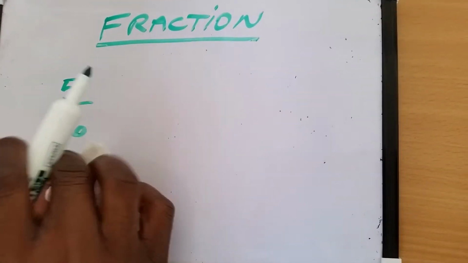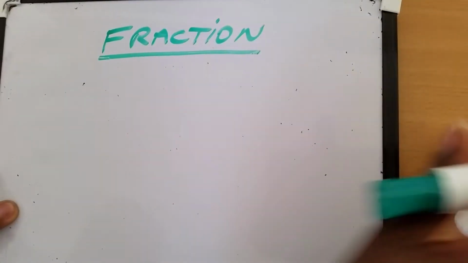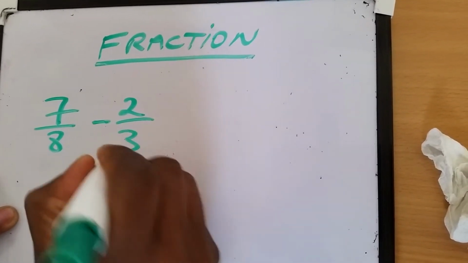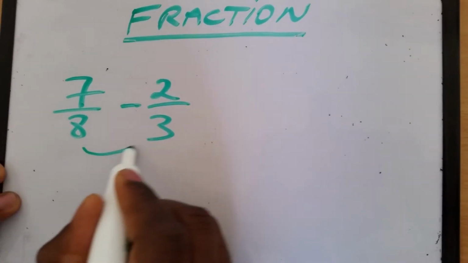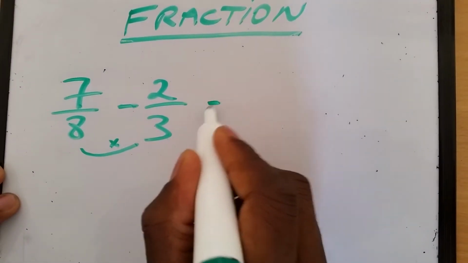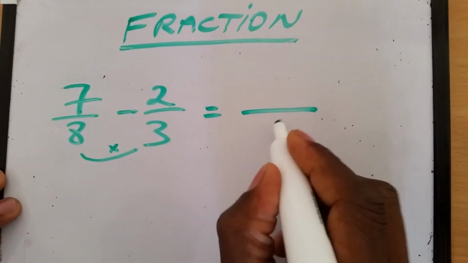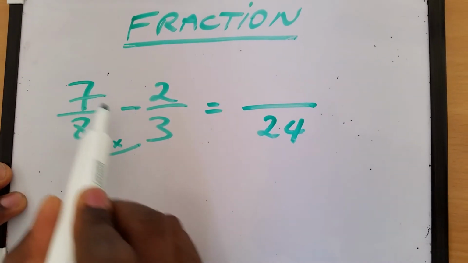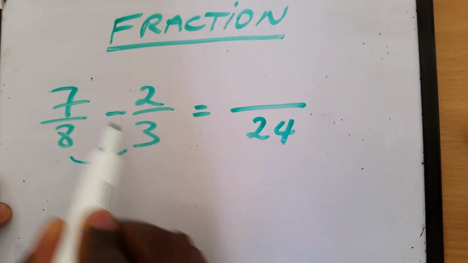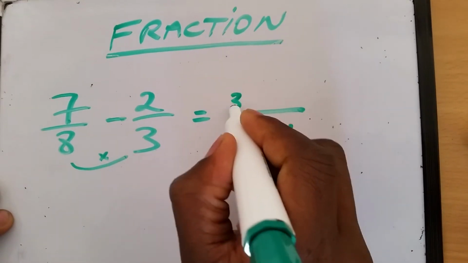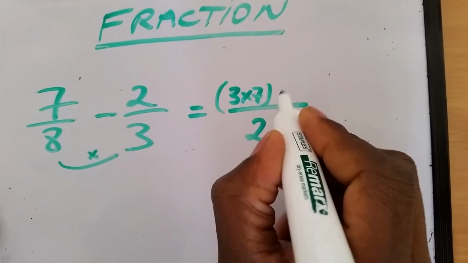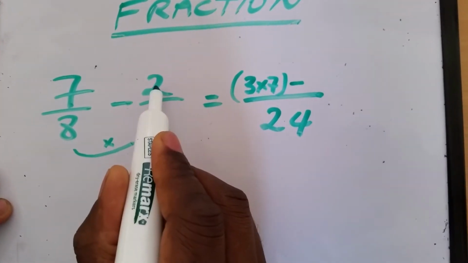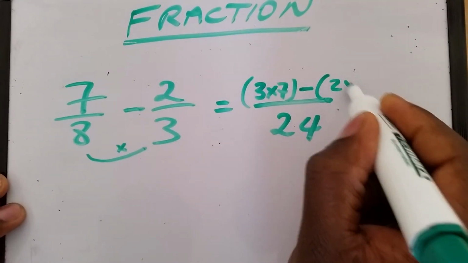Okay, so let's do 7 over 8, take away 2 over 3. Now in the first method, we multiply the two bottom numbers, which are the denominators, to get the new denominator, which is 3 times 8, 24. And then we multiply 3 times 7, and now is where our sign changes. So instead of plus, what we were doing in addition, now it's take away 2 times 8.